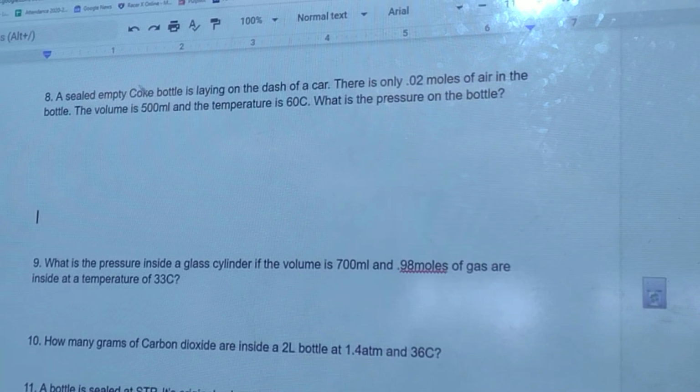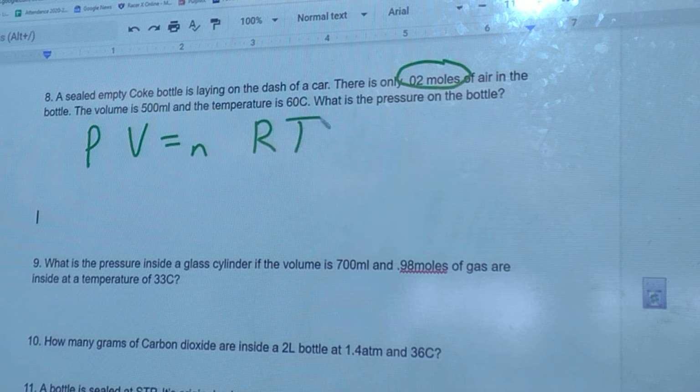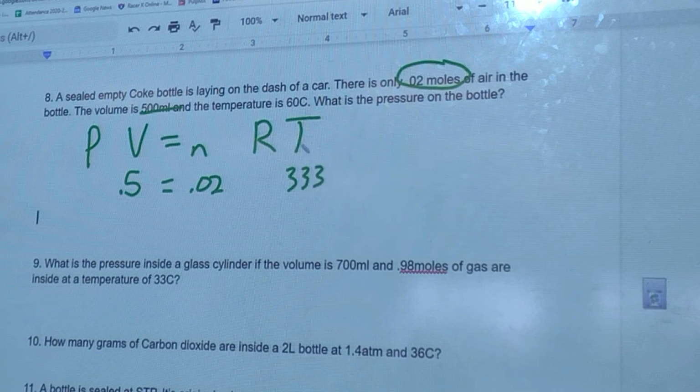Number 8. A sealed, empty Coke bottle is laying on the dash of a car. There's only 0.02 moles. Oh, we know we're going to use PIVNERT. 0.02 moles. The bottle is 500 milliliters. That's 0.5 liters. And the temperature is 60. That's 333. What is the pressure?